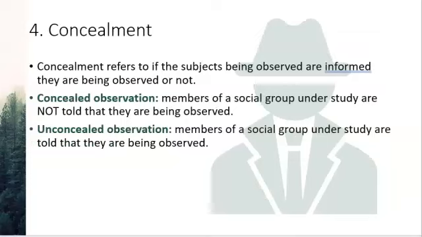Finally, the last step is concealment. Concealment refers to whether the subjects know they're being observed or not. Concealed observation means that the people being observed are not told they're being observed. An advantage of this is that their behavior is not influenced. However, it's important to consider if this is ethical because you don't have their consent in advance for observing them, and this could violate privacy or confidentiality.